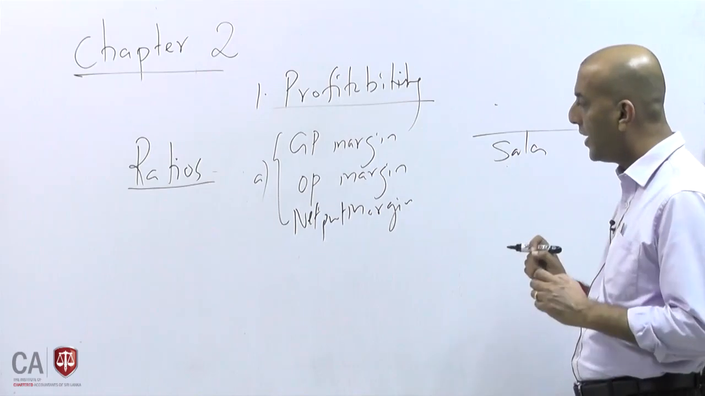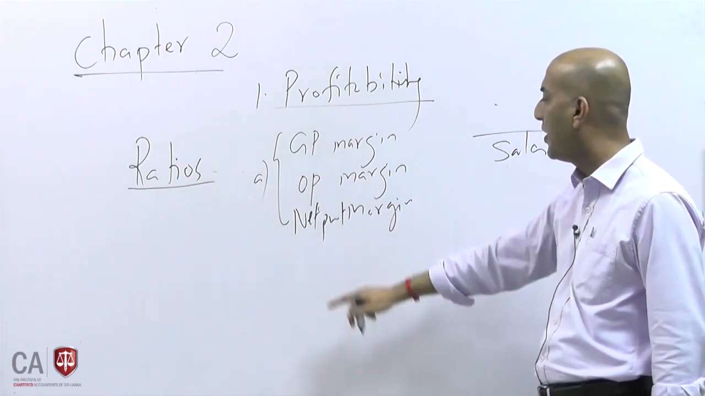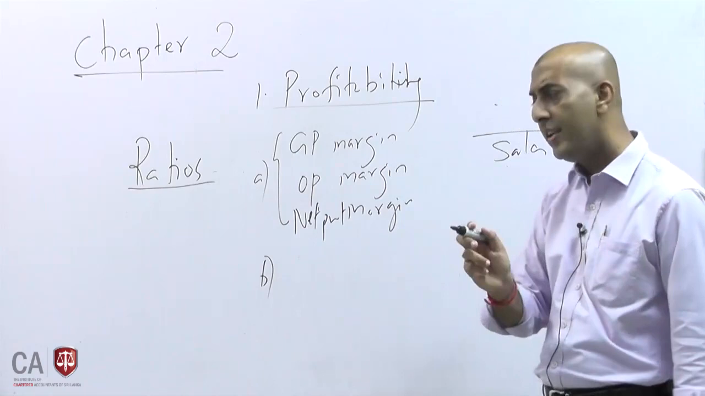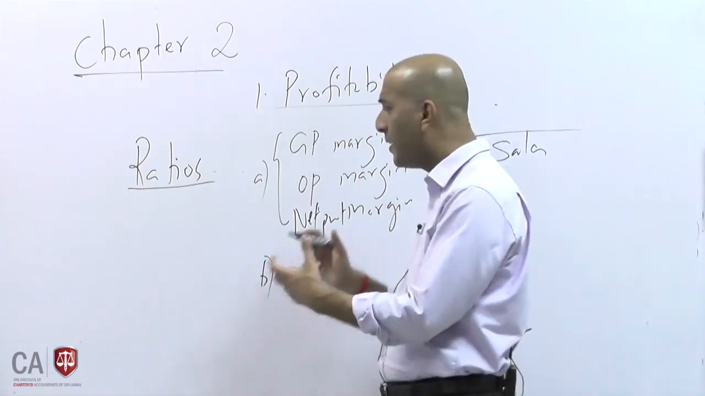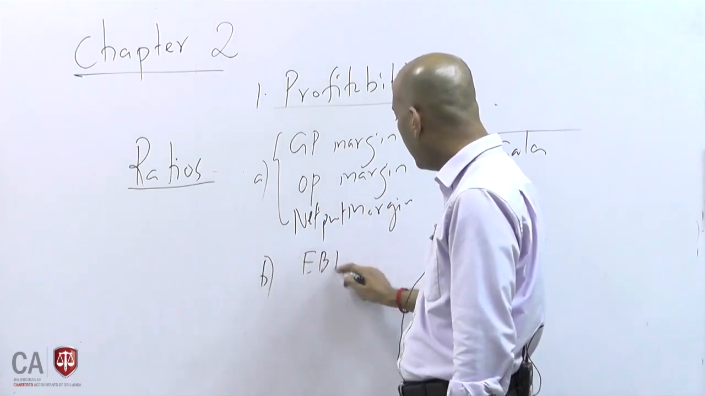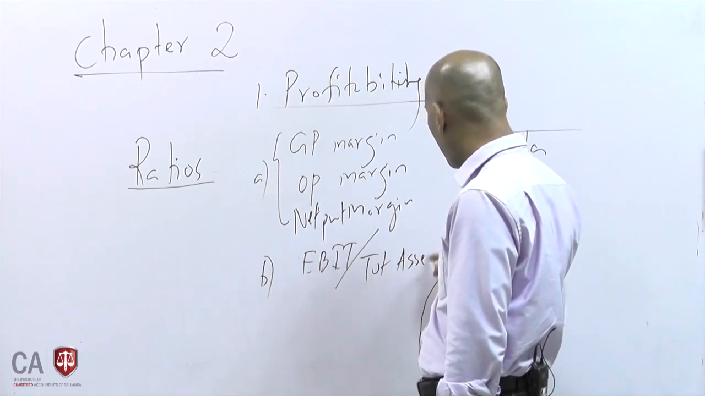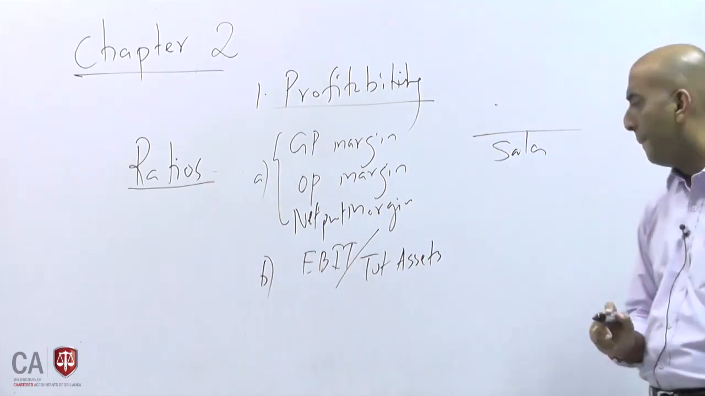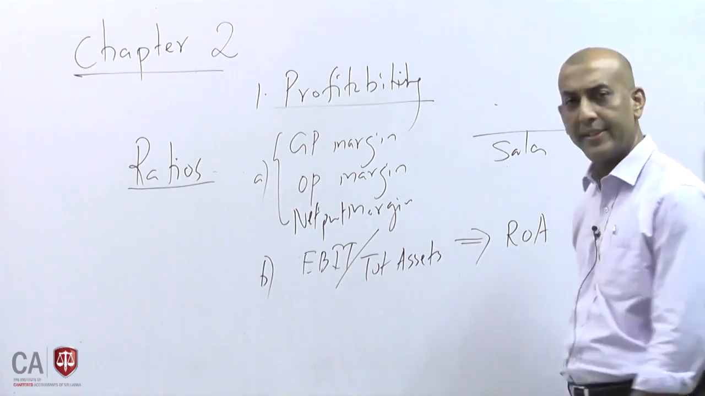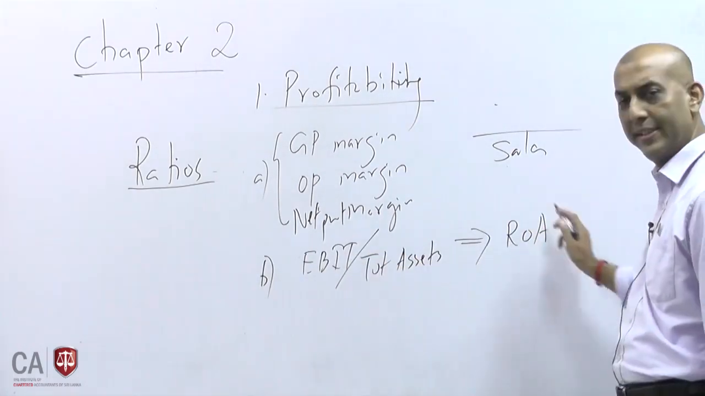So this will reflect that out of sales, what is the margin you have in terms of GP, in terms of operating profit, in terms of net profit. So this is one. Second, you can compare your return or the profit, that is EBIT, divided by total assets. This is your return on assets. EBIT divided by total assets can be return on assets.